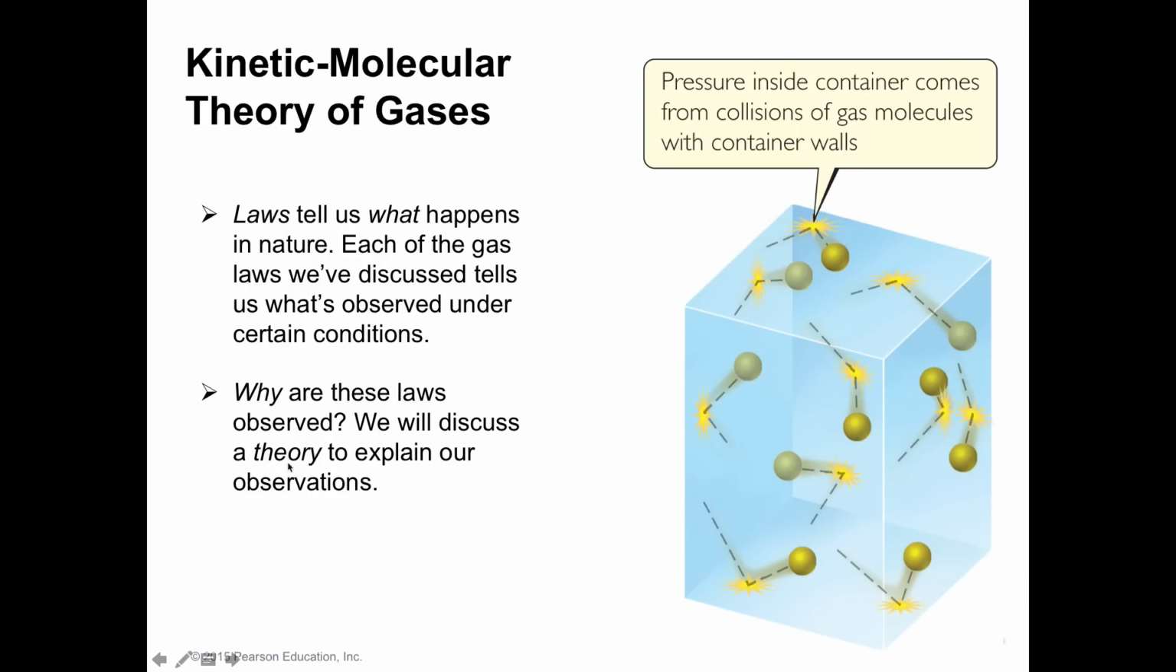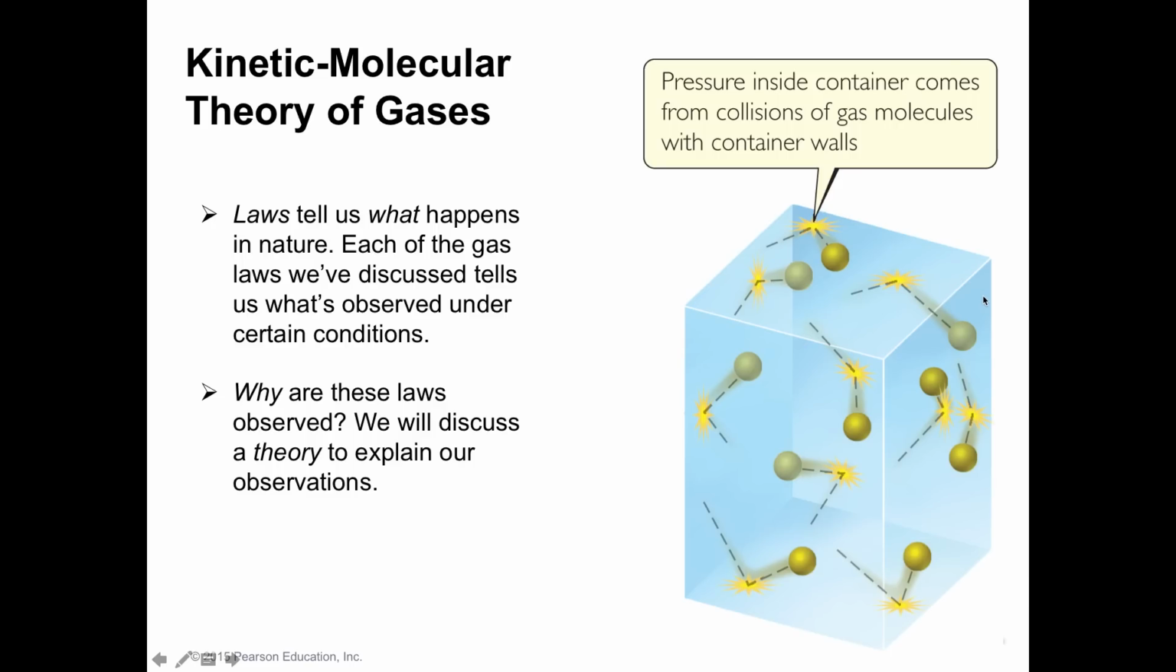Now those laws, Boyle, Charles, Avogadro, and the ideal gas law, tell us what happens in nature based on observations. But why are these laws observed? We need a theory that can explain why those laws are observed. And the theory is basically this picture. The kinetic molecular theory of gases says that a sample of gas can be considered as little particles bumping around inside a container, and the pressure inside the container comes from the collisions of these gas molecules with the walls of the container.